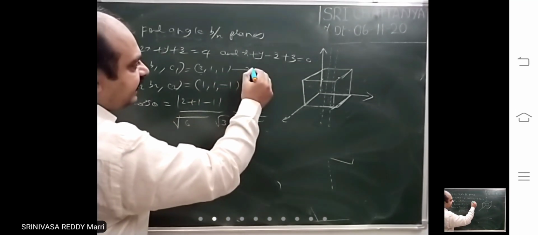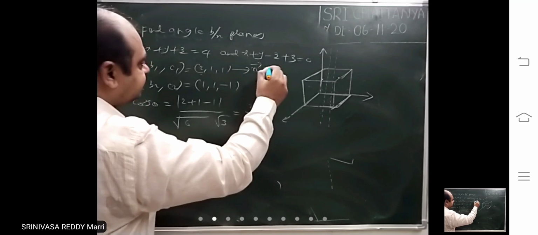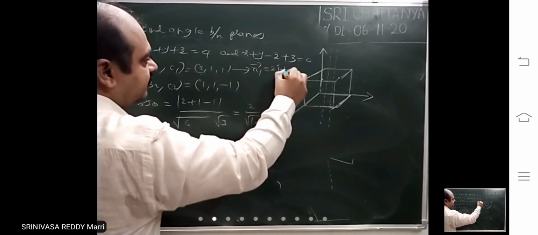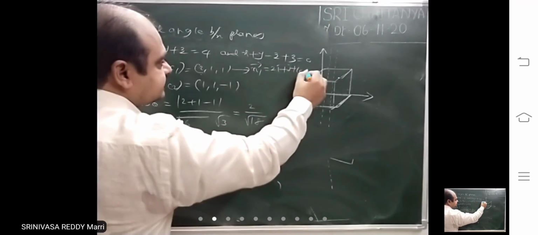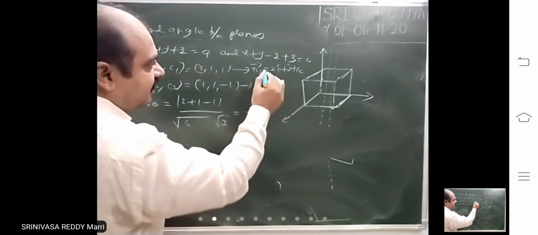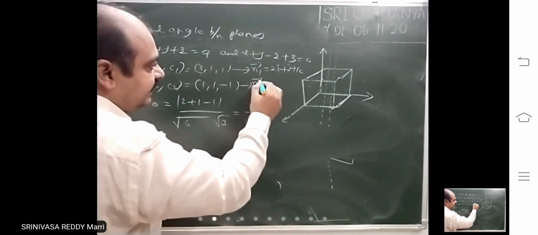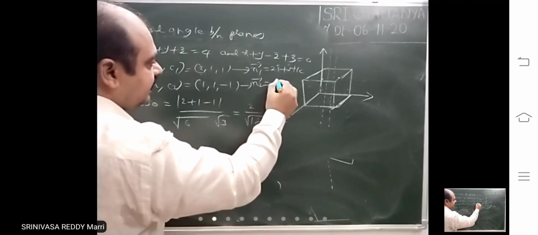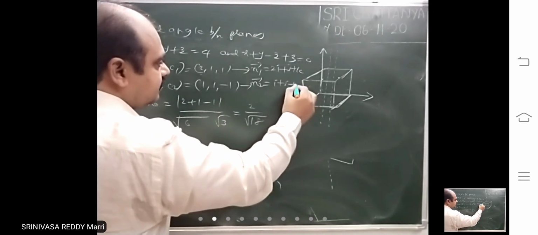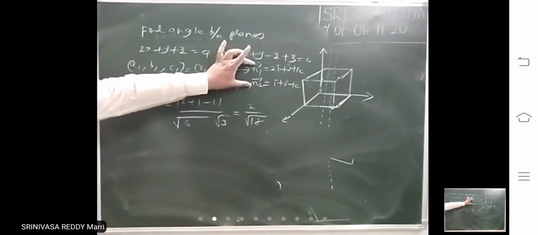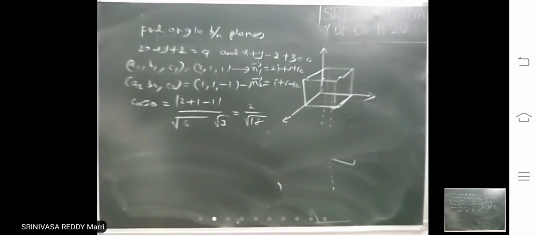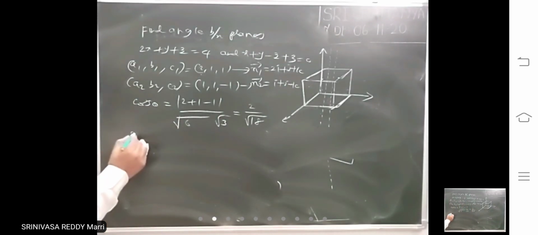So for the first plane, normal vector n1 bar is what? 2i plus j plus k. Along the normal, this vector will be there. n2 bar is what? i plus j minus k. Between these two vectors, this angle will be there. Right?